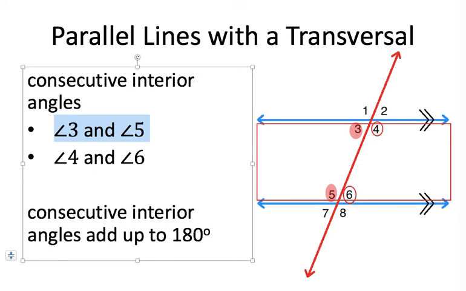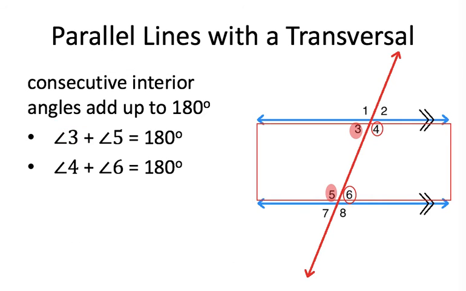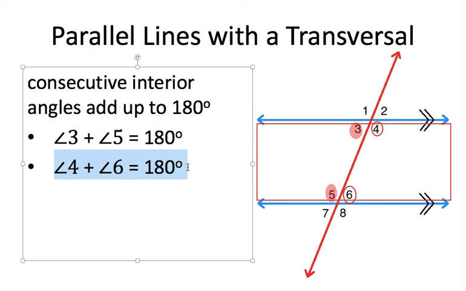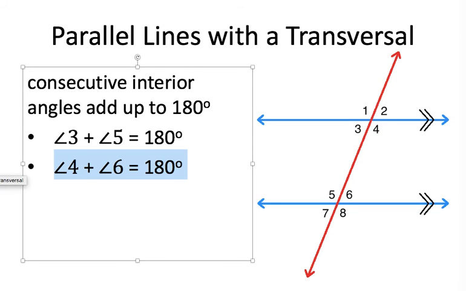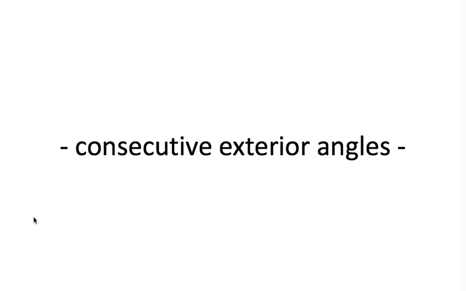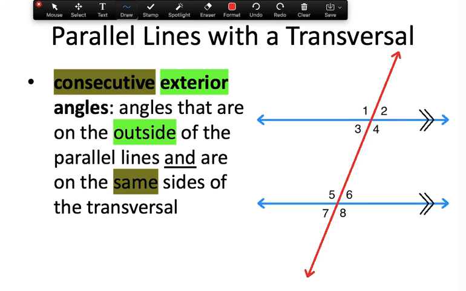So 3 is on the same side of the transversal as 5, so they are consecutive interior angles. Angle 4 and angle 6 is a pair of consecutive interior angles. Consecutive interior angles, if you add them together, will add up to 180 degrees. So if I add up angle 3 and angle 5, they would equal 180 degrees. Likewise, if I add up angle 4 plus angle 6, it would equal 180 degrees.